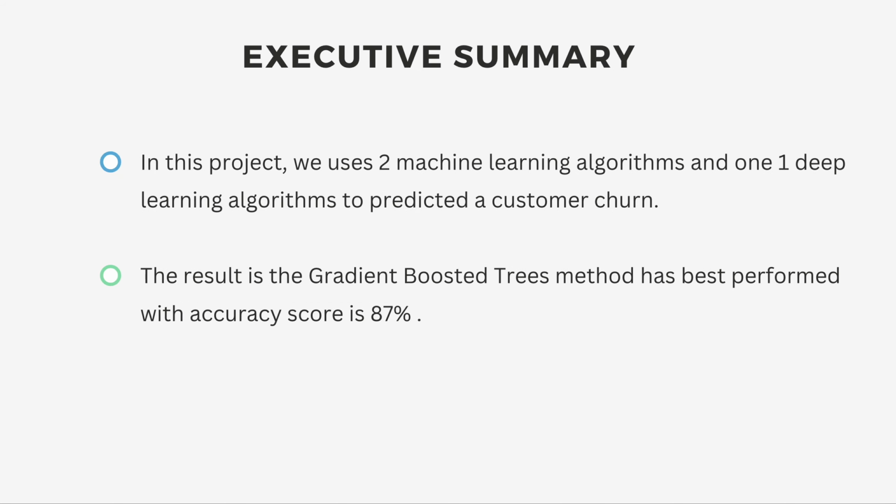For the executive summary, in this project, I used two machine learning algorithms, which are logistic regression and gradient boost tree, and a feed-forward neural network as the deep learning algorithm to predict customer churn. The result is that the gradient boost tree method performed best, with 87% accuracy.